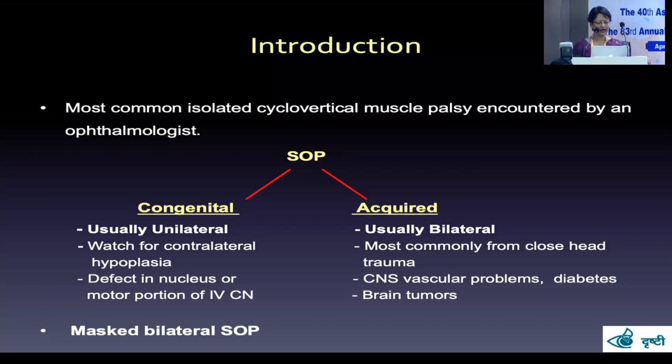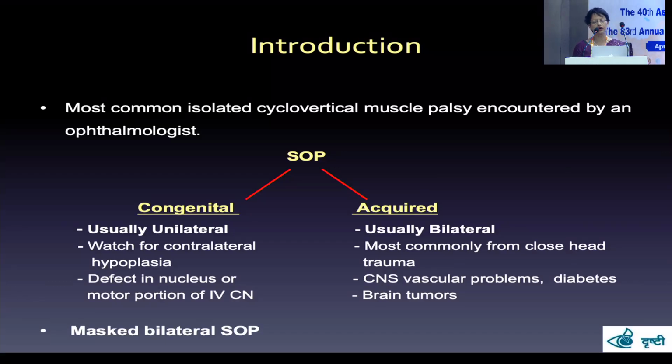The superior oblique palsy is the most common cyclovertical muscle palsy encountered by an ophthalmologist. It could be congenital or acquired. Congenital are usually unilateral; one has to watch for contralateral hypoplasia. There is either a defect in the nucleus or the motor portion of the fourth nerve. Acquired is generally bilateral. It could be due to closed head trauma or ischemic problems.